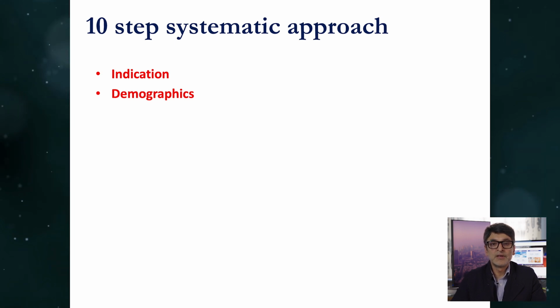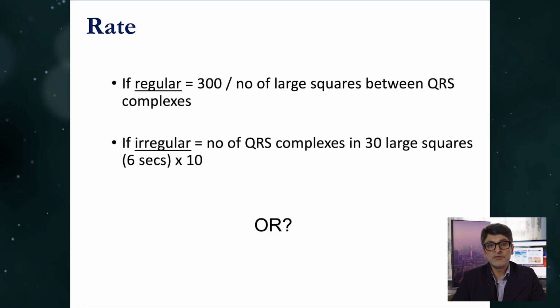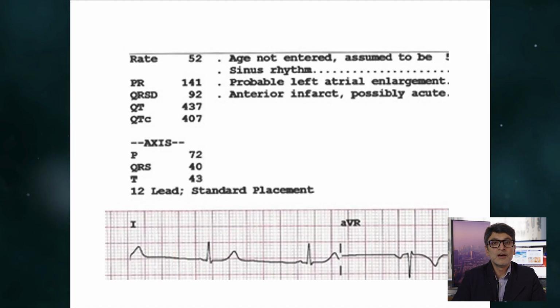And that's very easy. If you look at the ECG and it's regular, to calculate the rate, what you do is you look at the number of large squares between two QRS complexes. So if there's 5 large squares, it's 300 over the number of large squares between two QRS complexes, and that gives you the answer of 60 beats a minute. If it's irregular, you look at the number of complexes in 30 large squares, which is 6 seconds, and multiply that by 10. You can do all of that, but actually there's a much easier way, and this is the way I use. I simply look at the ECG heart rate at the top left of the tracing.